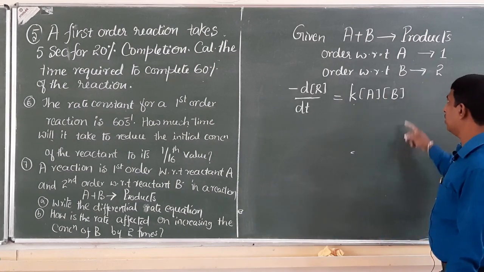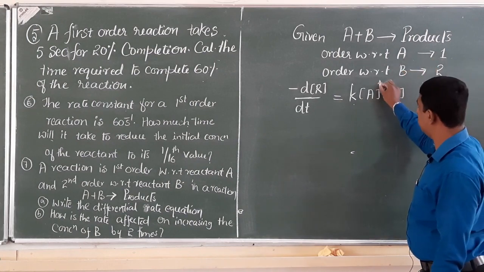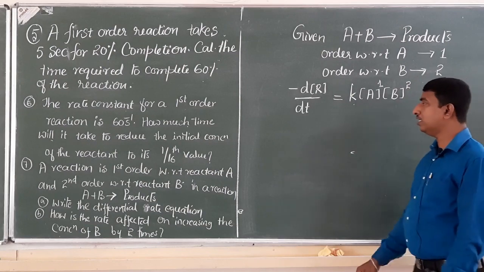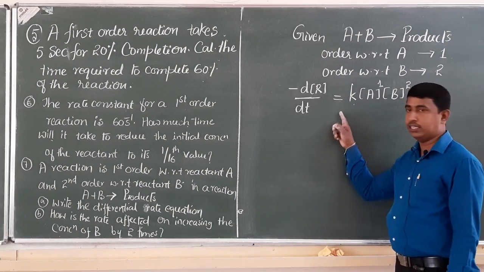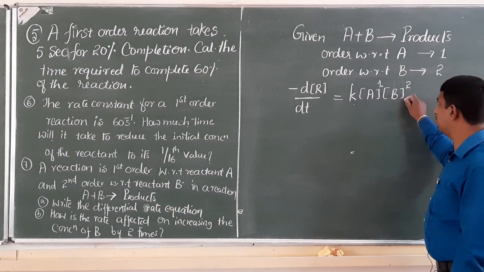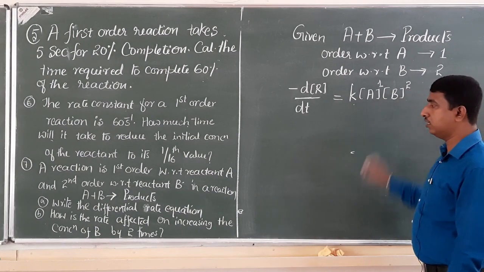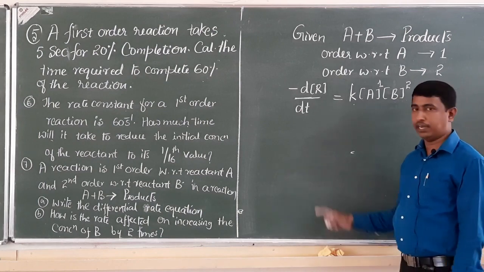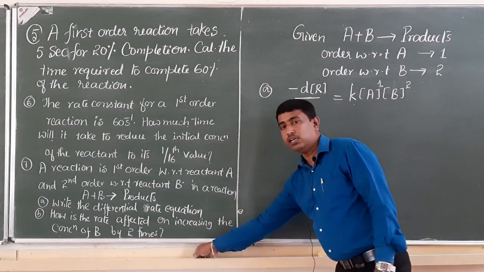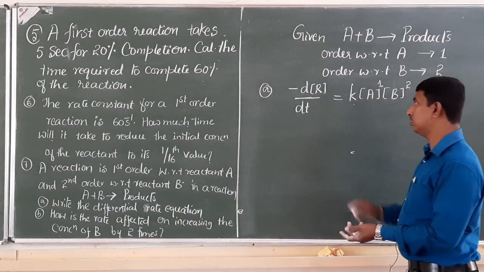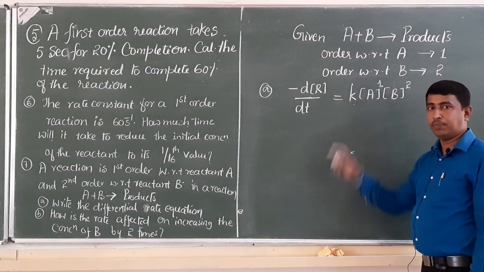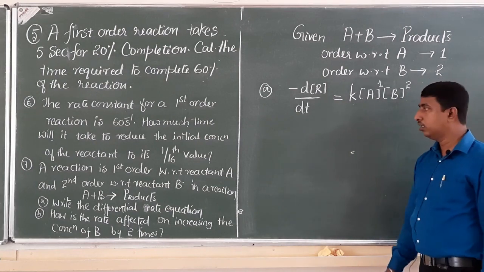They have given the order, correct? So order with respect to A it is 1, so the power is 1. Order with respect to B it is 2. So minus dR by dt is equal to K into concentration of A power 1, concentration of B power 2. This equation is called the differential rate equation. So this is the answer for the first question: minus dR by dt is equal to K into concentration of A power 1, concentration of B power 2.